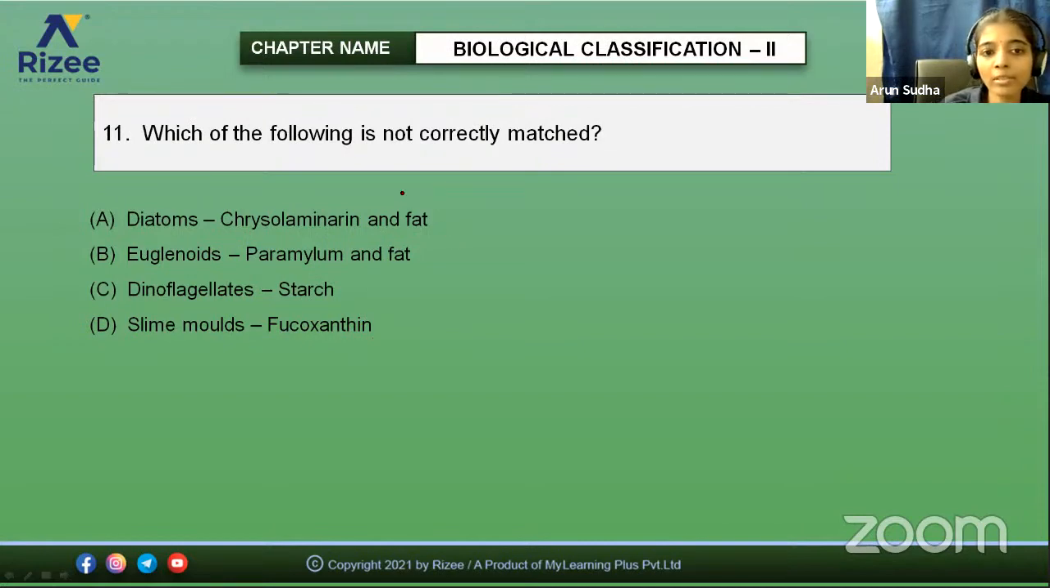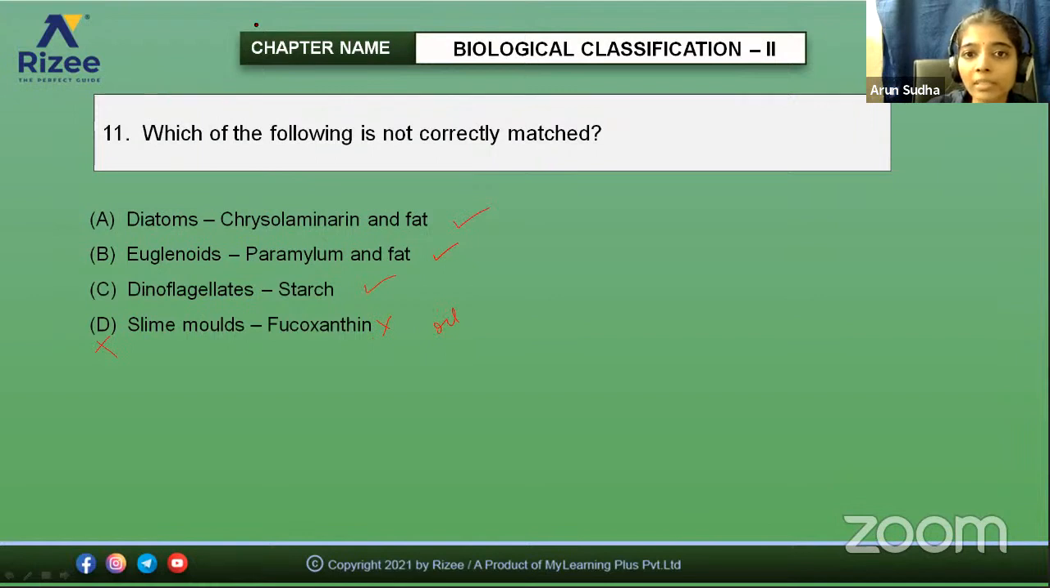We saw chrysolaminarin and fat in the case of diatoms. Laminarin is a type of carbohydrate that is present in chrysophytes. So this is correct. And paramylum and fat is the storage form in Euglena. So this is also correct. In the case of dinoflagellates, starch is the storage form. But in slime molds, it is not fucoxanthin, it is oil and also glycogen. So this is not correctly matched. So this is the option.